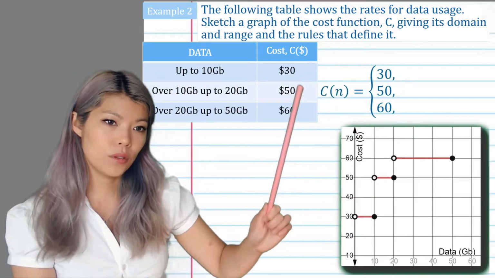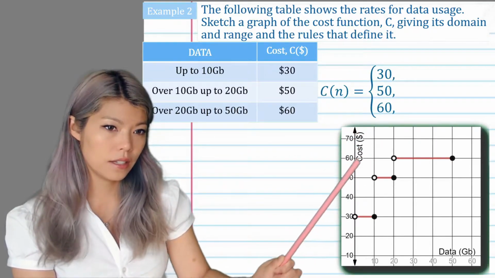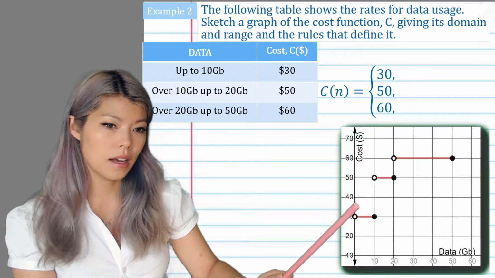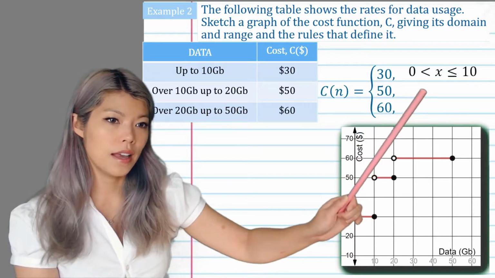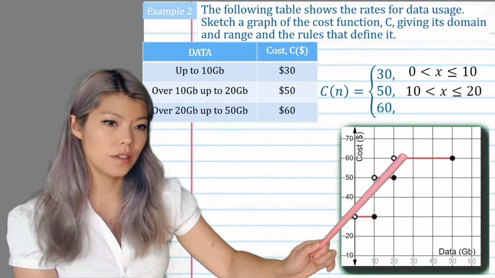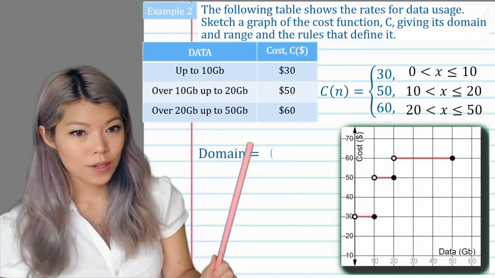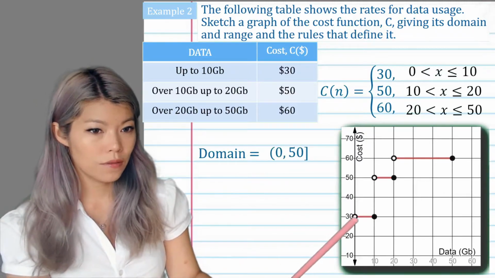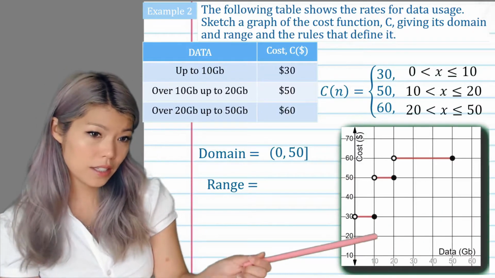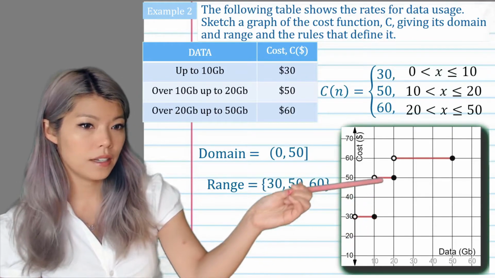How would we write it? We would write the function C of n is equal to 30, 50, and 60. They're just simple lines with a domain of between 0 to 10, 10 inclusive. And then this one is between 10 and 20, 20 inclusive, and 20 and 50, 50 inclusive. So our domain is 0, not inclusive, all the way to 50. And our range is, well, it's not all the numbers in between, it's just 30, 50, and 60.